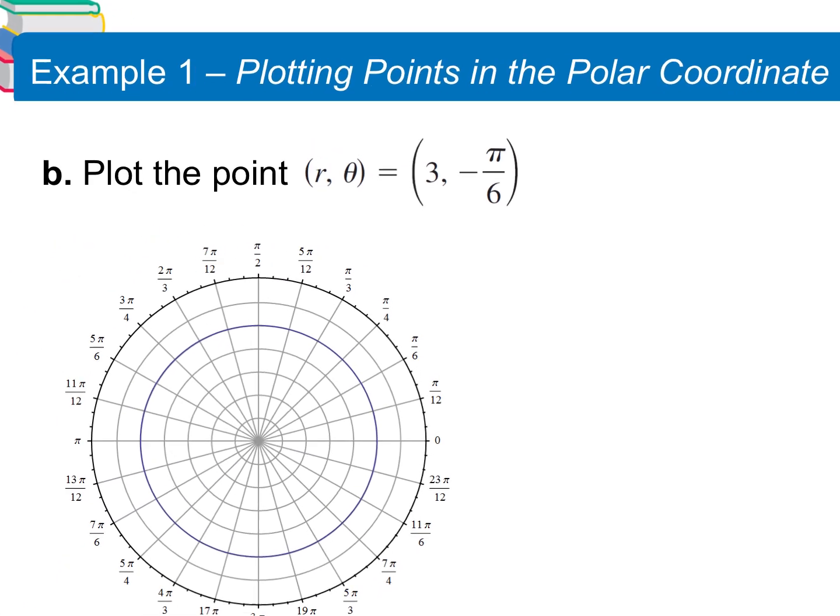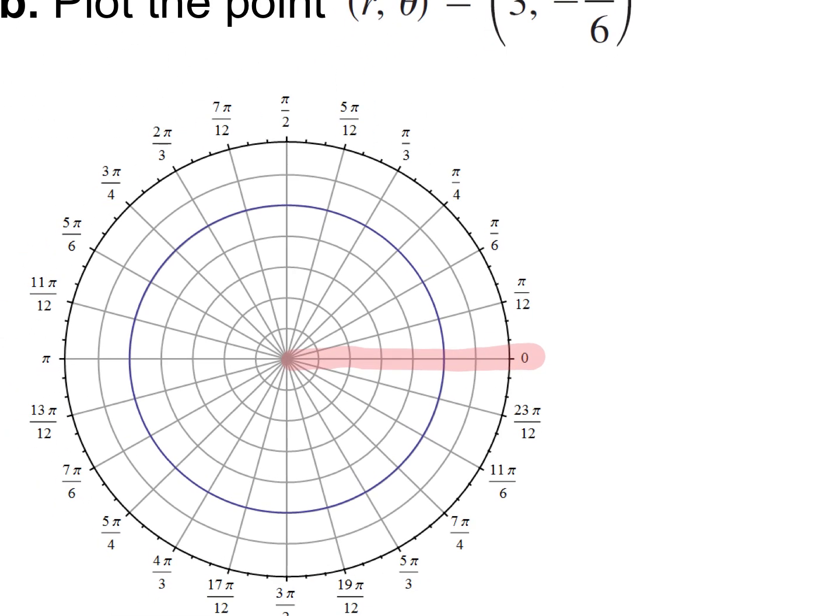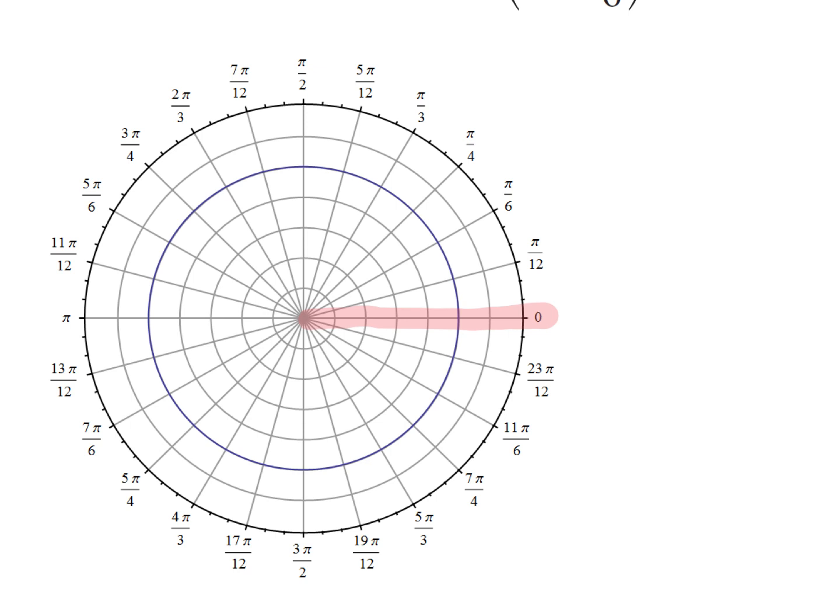All right. 3, comma, negative pi over 6. Let's find our initial starting point. What do we call this initial starting point? What's the axis called? Polar axis. Somebody told me polar express. Fine, that's how I'm going to remember it. Start at the polar axis. So my angle tells me where I'm looking to go.